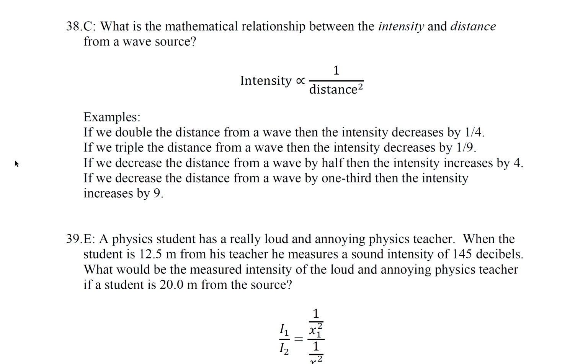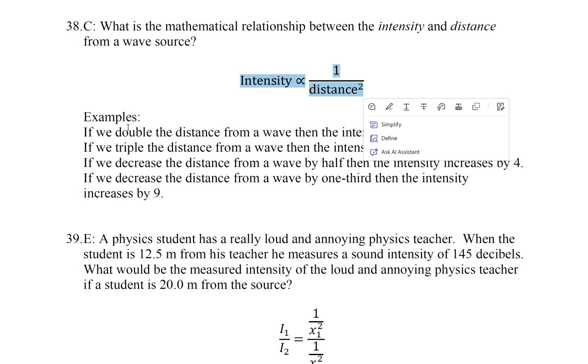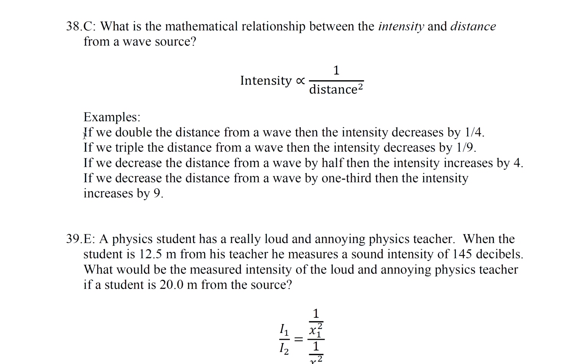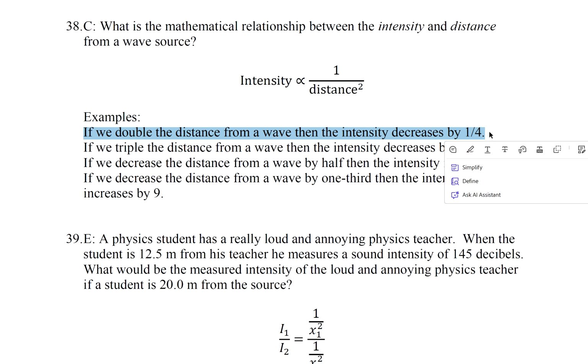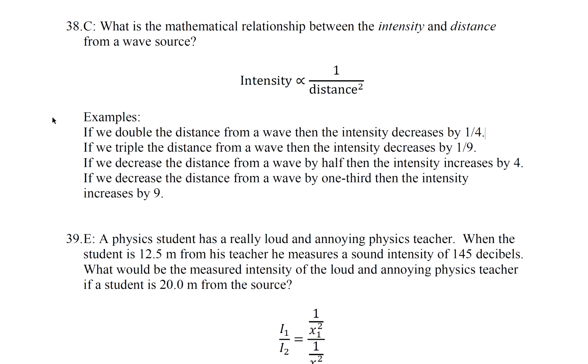Question 38. What is a mathematical relationship between the intensity and distance from a wave source? So intensity is proportional to 1 over distance squared. So if we double the distance from a wave source, then the intensity decreases by 1/4. And if we triple the distance from a wave source, then the intensity decreases by 9.